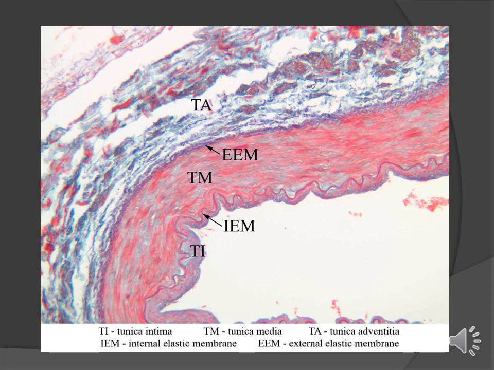Muscular artery. The wall is divided into tunica intima, tunica media, and tunica adventitia. The internal elastic membrane and external elastic membrane are also visible.